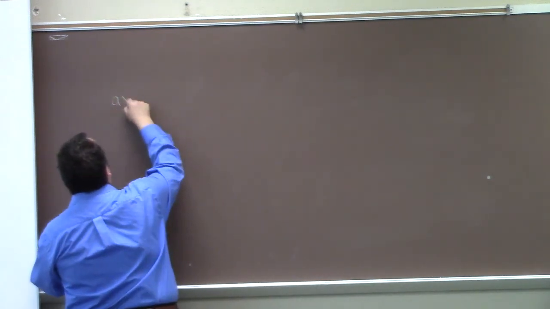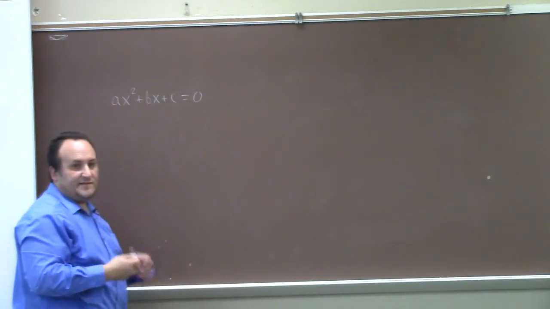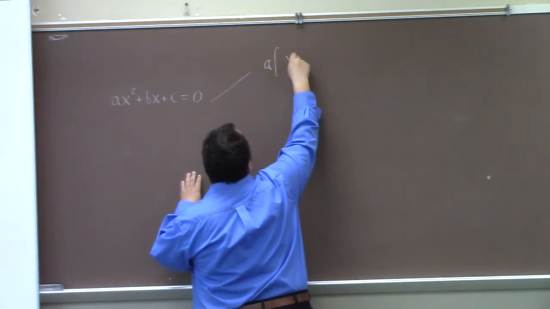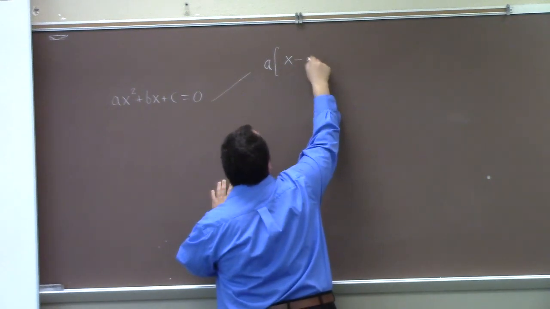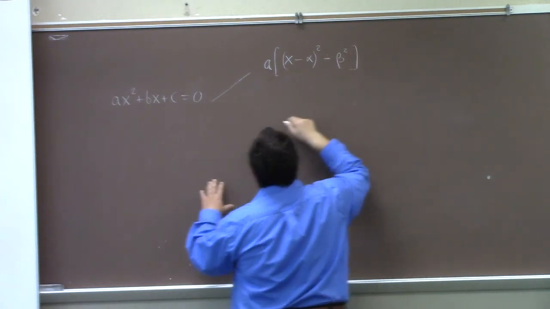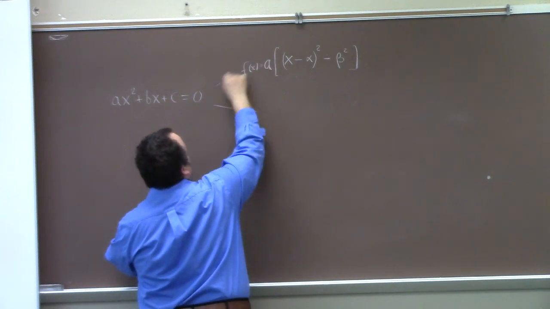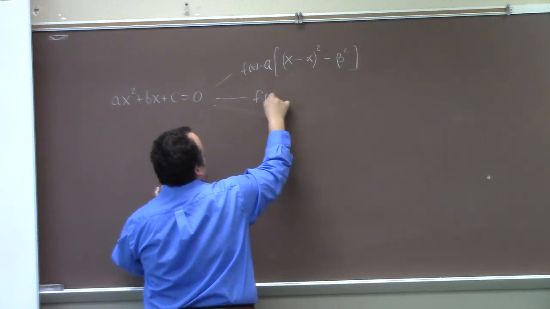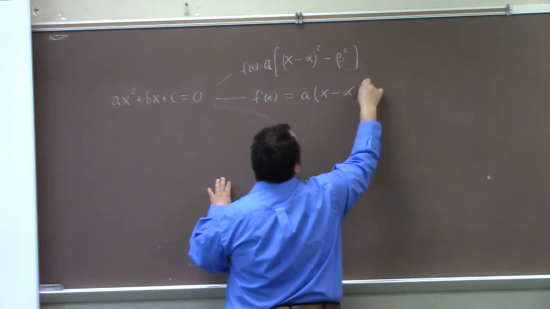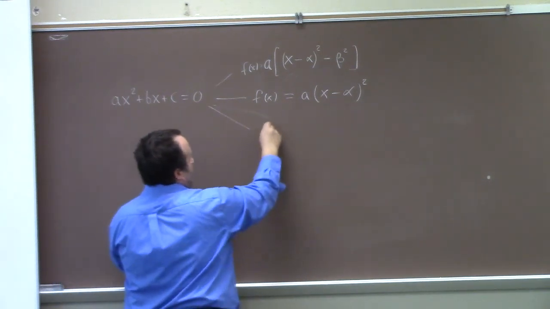So when we have ax squared plus bx plus c equals 0, there are basically three things that can happen when you complete the square. The one thing that can happen is you have a times (x minus alpha) squared minus beta squared. That's one pattern. The other pattern that happens is when you just get the constant times just a square. The third thing that can happen is this.